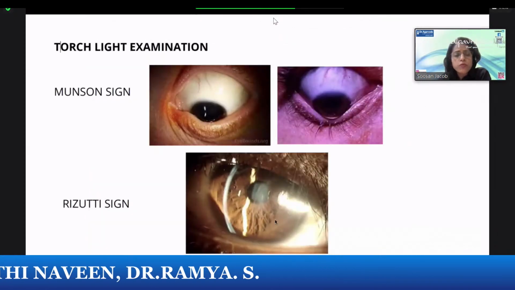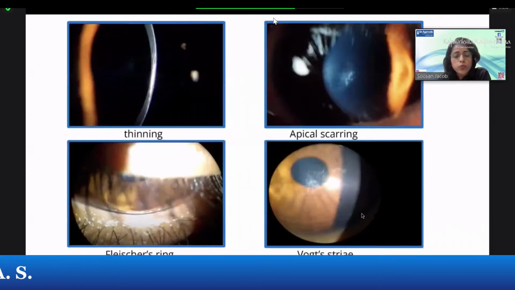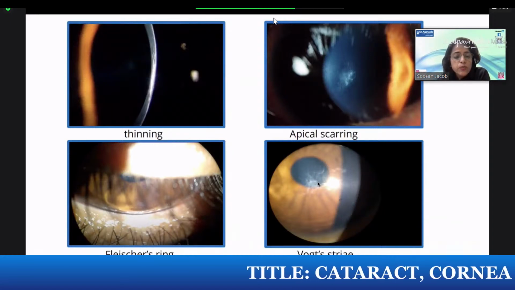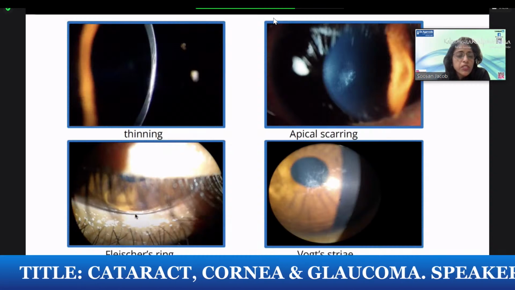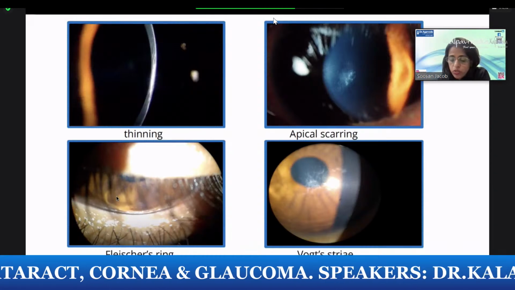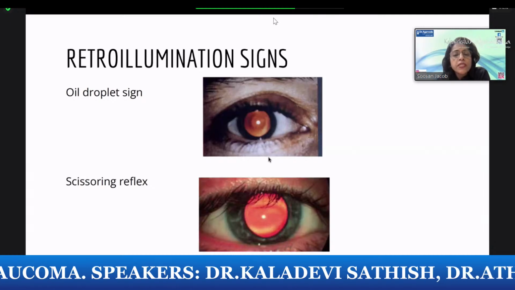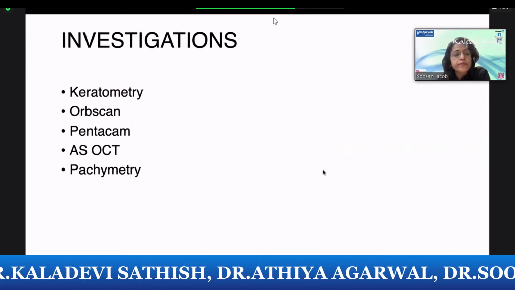This is an example of the Munson sign, the Rizzuti sign, where you see this light being projected and concentrated onto that side. You can see thinning, you can see apical scarring, and you can also see Vogt striae as seen here, the vertical lines in the Descemet's membrane. And this is not the Fleischer's ring, of course. This is an early Munson sign. Fleischer's ring is seen as a hemosiderin deposit around the cone. Then there are the oil droplet sign and the scissoring reflex, which are seen on retinoscopy.